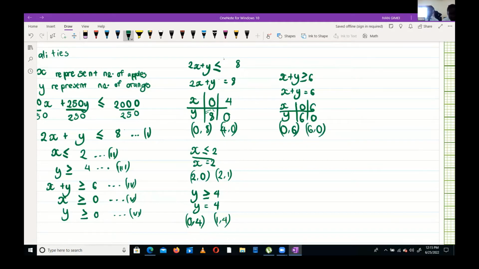And our last two: x is greater than or equal to 0. Our equation is x is equal to 0, and this we all know is the y-axis. And then the last one is y is greater than or equal to 0. The equation is y is equal to 0, and this we all know is the x-axis. So those are our coordinates to plot and to draw the lines that we shall use to generate our feasible region. So let me invite my friend here to take you through how to plot the graph.